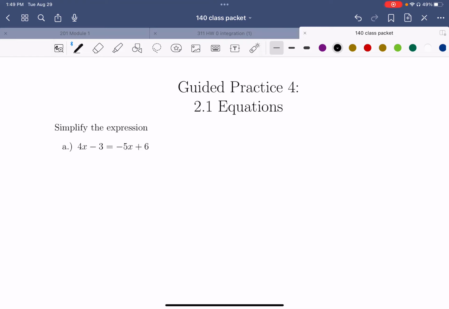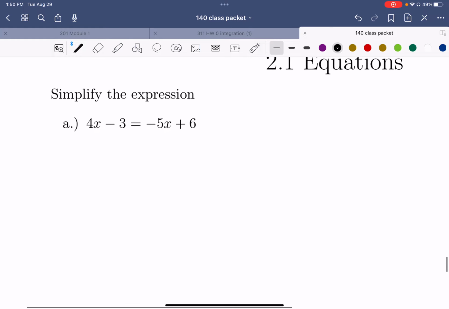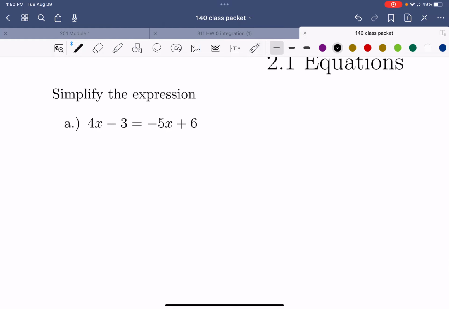Hey everyone, this is Guided Practice 4. We're in section 2.1, working with equations, and we are simplifying expressions. Actually, we're going to solve the equation here. We are solving linear equations. All right.